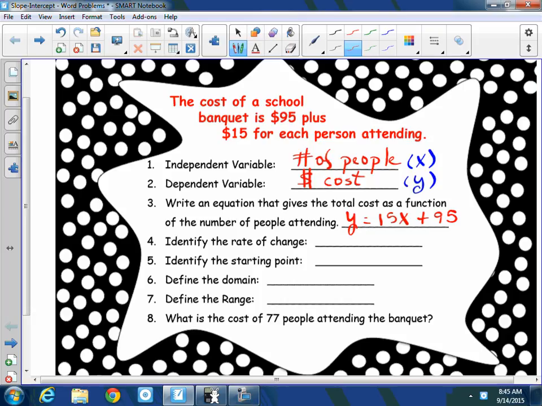So identify the rate of change. What is the rate of change? $15. Very good. Identify your starting point. 95. And we're also going to call it my y-intercept. Very good. That's your starting point. Define the domain. One person raise your hand. What's my domain? 0. Very good.